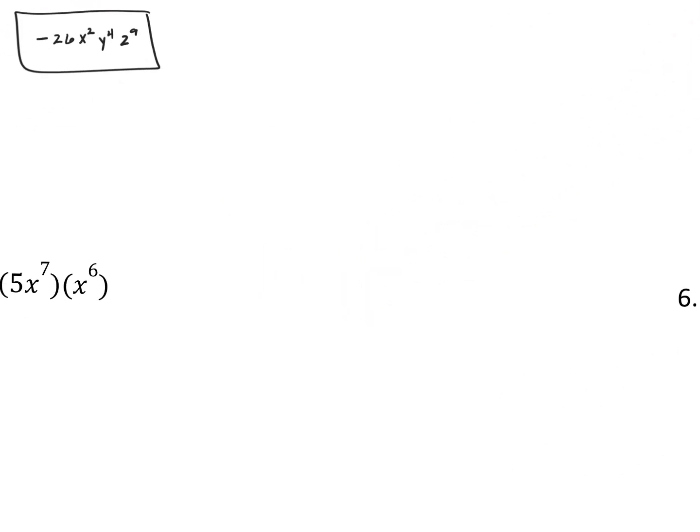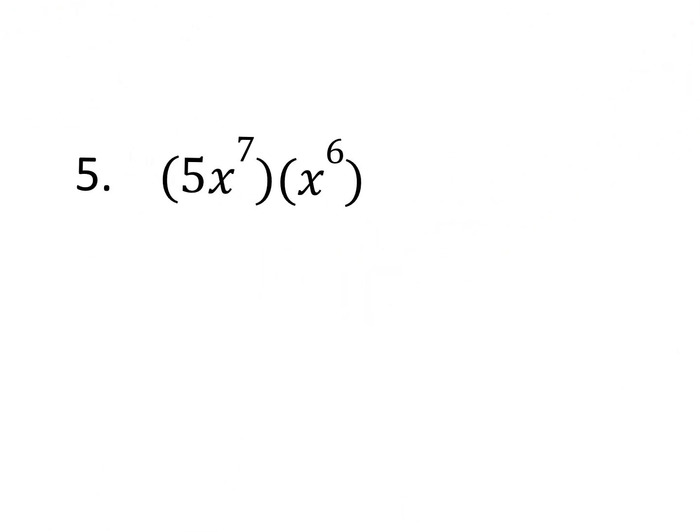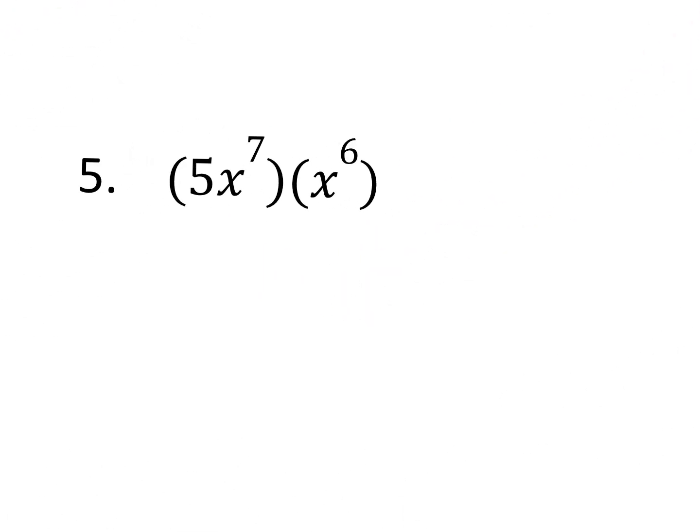Okay, let's look at number 5. Okay, we're getting a little bit more complicated. We're going to do our big numbers first. So when I look, I have 5 out front. I don't have any other big numbers, so this is going to stay a 5. Now I'm going to look at my letters, and it doesn't matter that they're in parentheses. We're still going to do it the same way. I have x to the 7th and x to the 6th. If I multiply those together, I'm really adding those powers. That's going to give me x to the 13th.